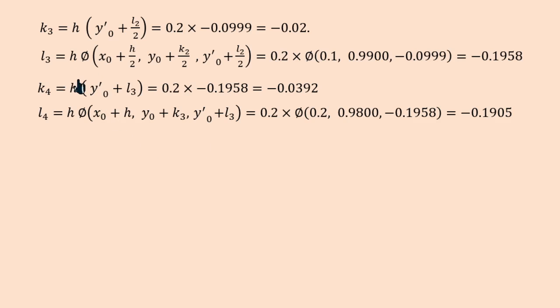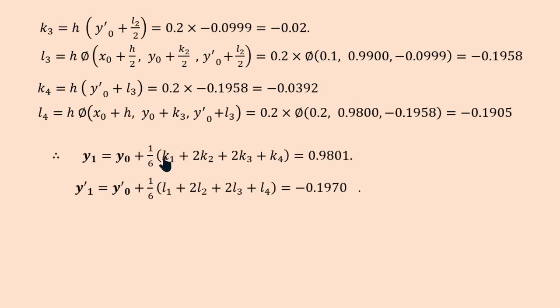After calculating the K values and L values, substitute in the final formula. Y1 is y0 plus 1/6 into K1 plus 2 K2 plus 2 K3 plus K4, that is 0.9801. So y at 0.2 is 0.9801. Y dash at 0.2 is minus 0.1970. So this is how we can use the fourth order Runge-Kutta method to solve second order differential equations.